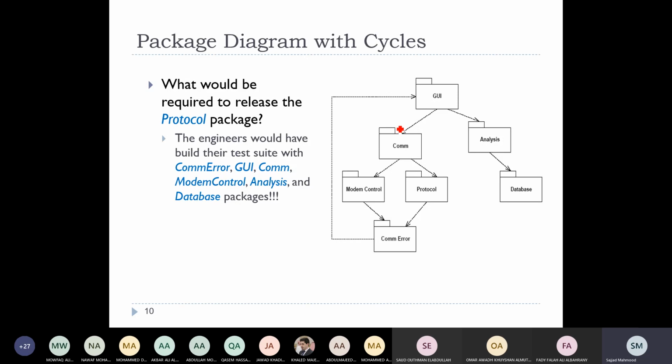Now, before we look at how we can break these cycles and all that kind of stuff, we need to understand why we have this dependency to begin with. What could be a reason that we have this dependency?